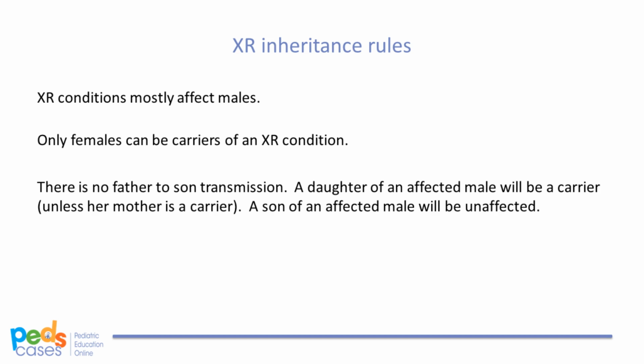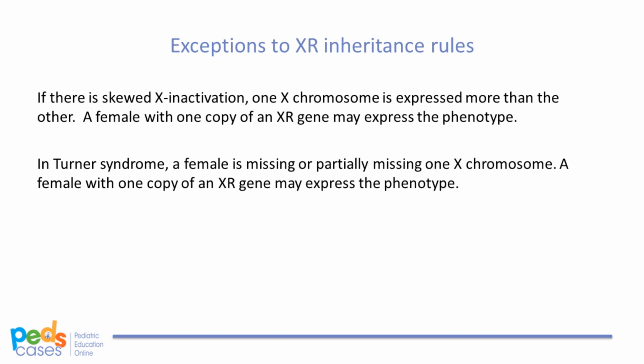If an affected male has a daughter, he must contribute an X chromosome, which has a copy of the recessive allele, so his daughter will be a carrier. Exceptions to expression in females can occur if there is skewed X inactivation, where one of the 2 X chromosomes is inactivated more than the other, or in Turner syndrome, where 1 X chromosome is absent.